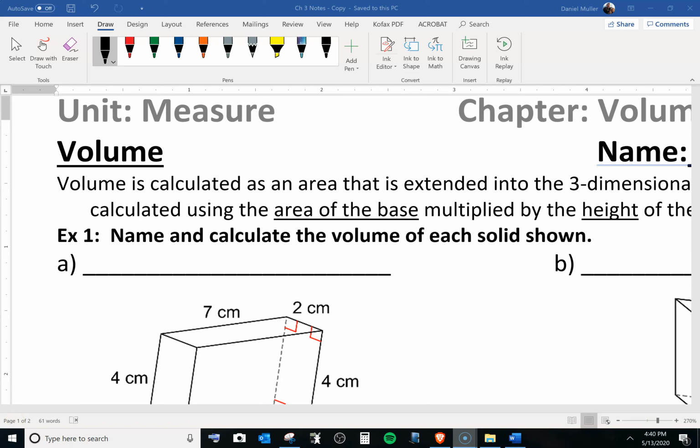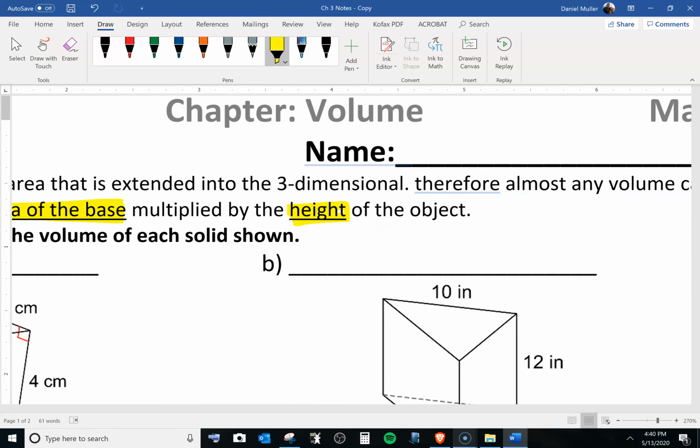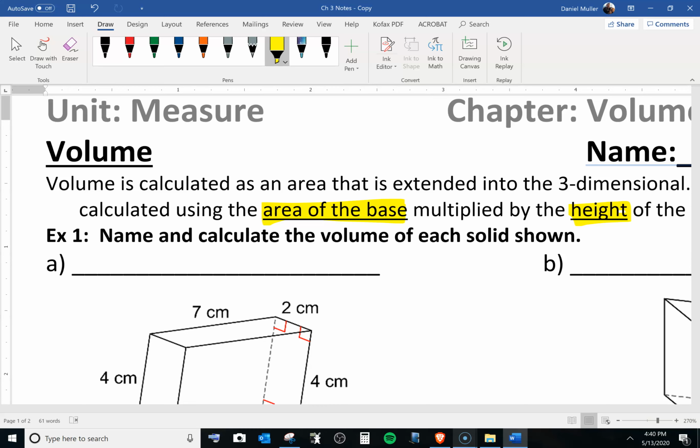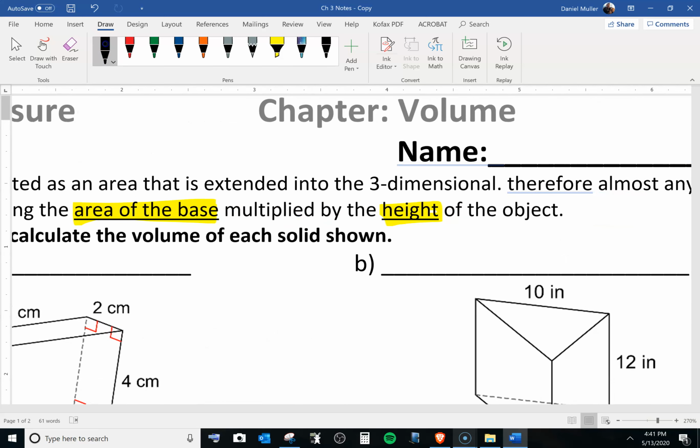Let's now talk a little bit more about measurement, and in this case, we're talking about volume. So volume is calculated as an area that's extended into 3 dimensions. So we're finding the area in between, or the space in between, but now it's in 3D. So what we need to do, and it's always like this, we have to find the area of the base. So we've got to figure out what the base is, and then we times it by the height. And that will always give us the volume of a prism.